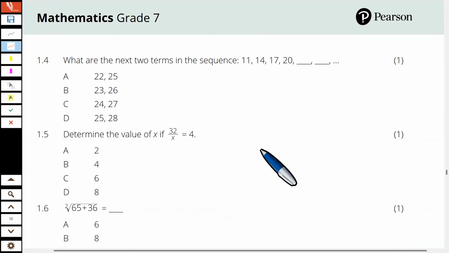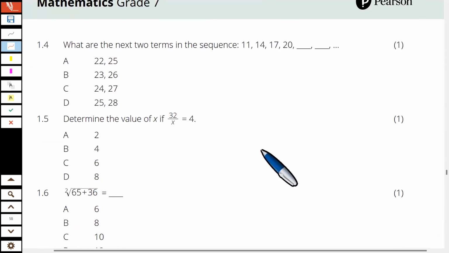Minus 4. Okay, let's look at 1.4. What are the next two numbers in this sequence? Here you have 11, 14, 17, 20, and so on. What are the next two numbers? Are they A, 22, 25, B, 23, 26, C, 24, 27, D, 25, 28?